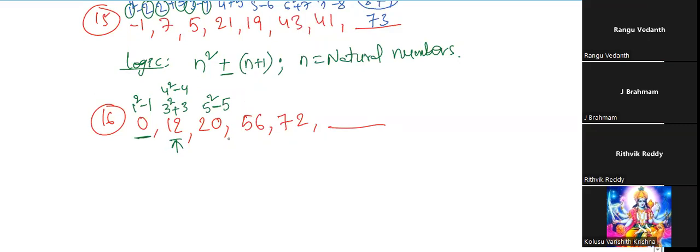Is 1 a prime number? 1 is not a prime number or composite number. Then why are you saying prime numbers? Sir, it's consecutive odd numbers. Maybe. Let us verify the remaining 2 numbers also, then we can confirm.